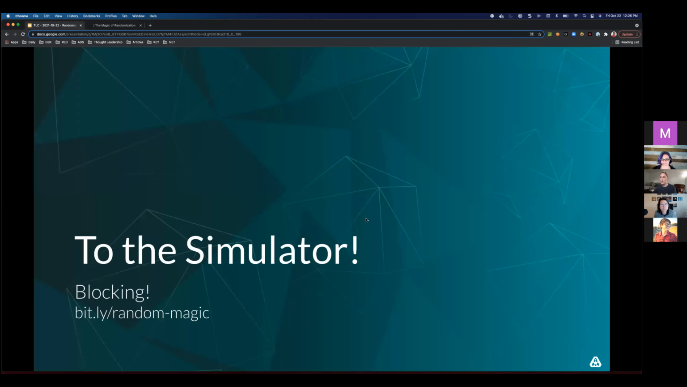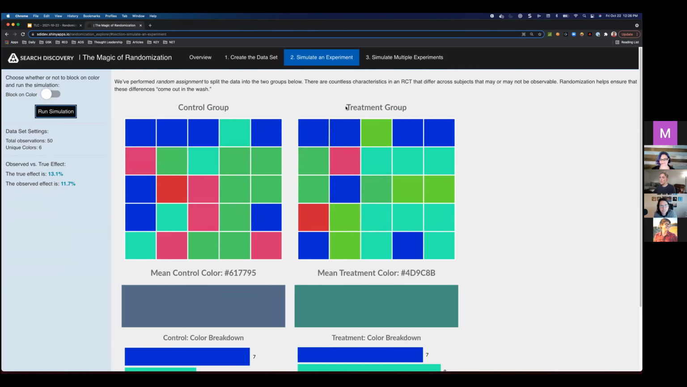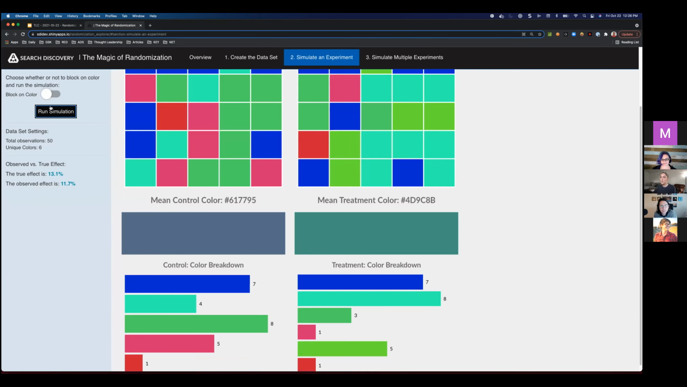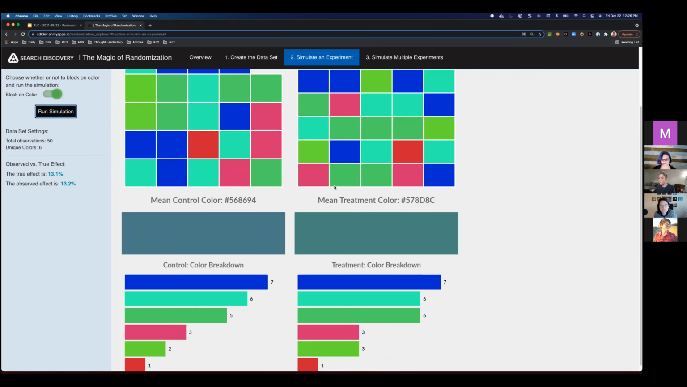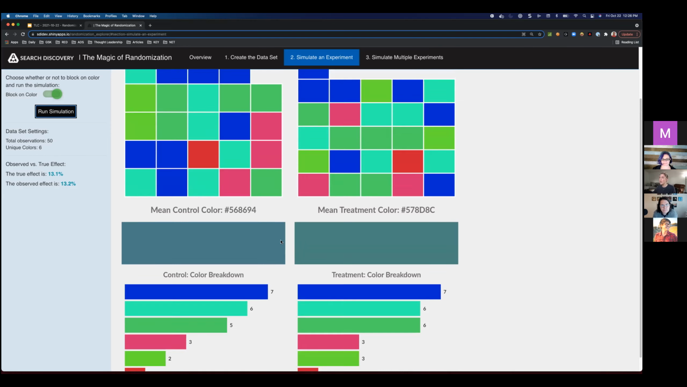All right. So now let's actually look at blocking in action in our beautiful simulator here. So let's start with this tiny group that we ran, and we see that these are very uneven. So if I now decide to actually block on color and run my simulation, you can see that these are much, much closer. Now we're at 50. So these are not the exact aggregate color, but they're way closer than they were. And this count is much closer to being equal.